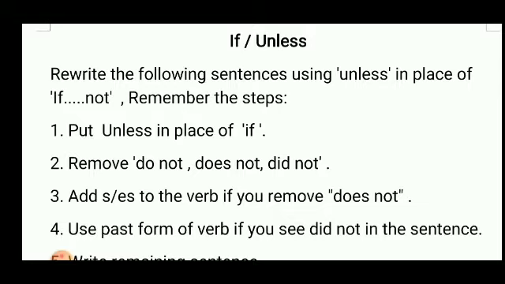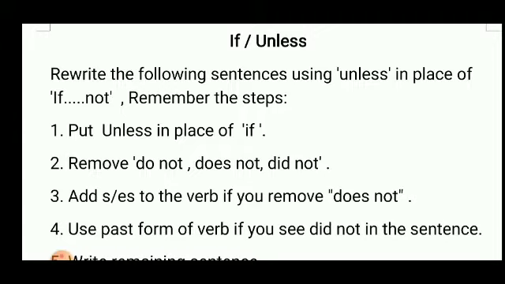So the first step is to put unless in place of if. Second, remove do not, does not, did not. Third, add s or es to the verb if you remove does not. Suppose does not: it means if there is a simple present tense and the sentence includes does not, we need to remove it and add s or es to the verb.